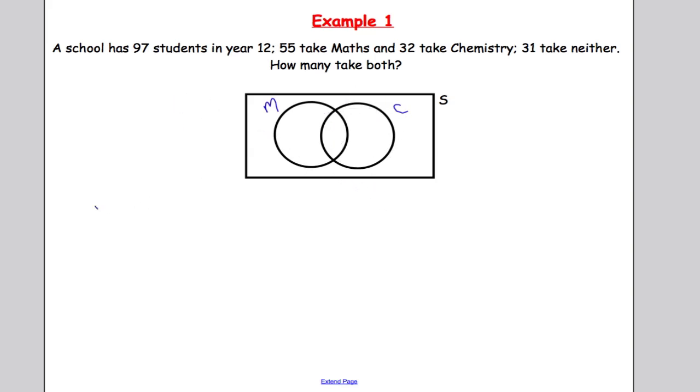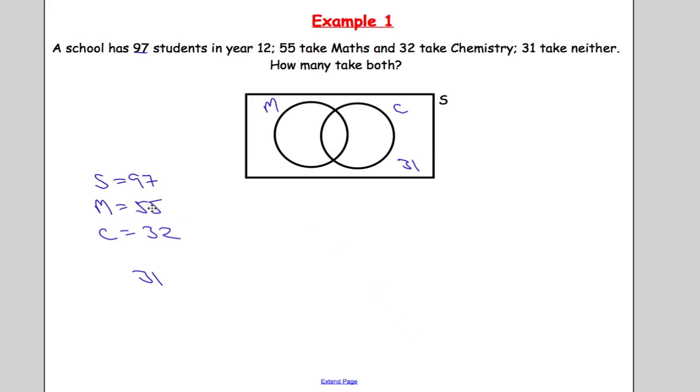I'm told that maths has 55 students, and chemistry has 32 students. I also know that my sample space has 97 students. The total number of students in the sample space is 97. And I'm told that 31 take neither. So that means 31 students are on the outside here.